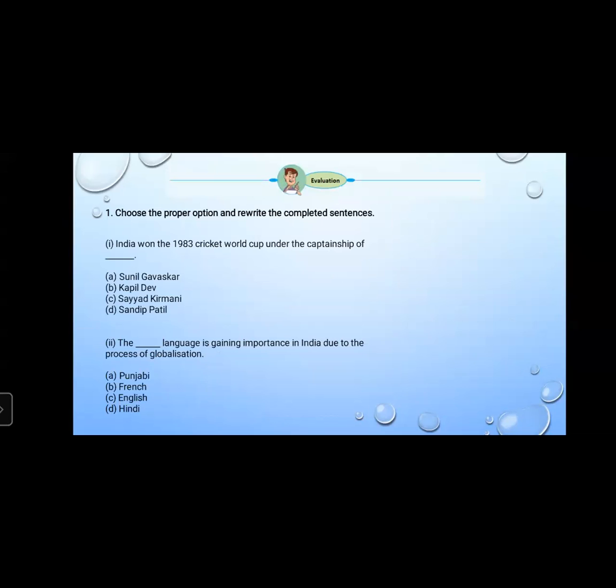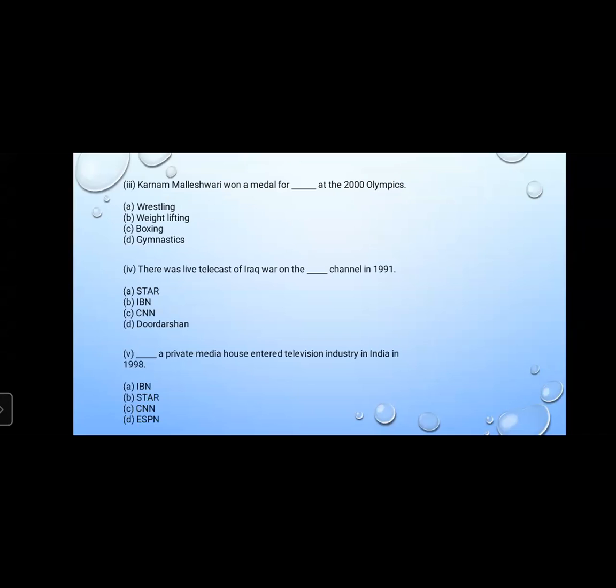So here the first question is, India won the 1983 Cricket World Cup under the captainship of Dash. The options given are Sunil Gavaskar, Kapil Dev, Syed Kirmani, or Sandeep Patil. The correct option is B, that is Kapil Dev. Next, the Dash language is gaining importance in India due to the process of globalization. What is the correct answer? The options given are Punjabi, French, English, or Hindi. The correct answer is English.